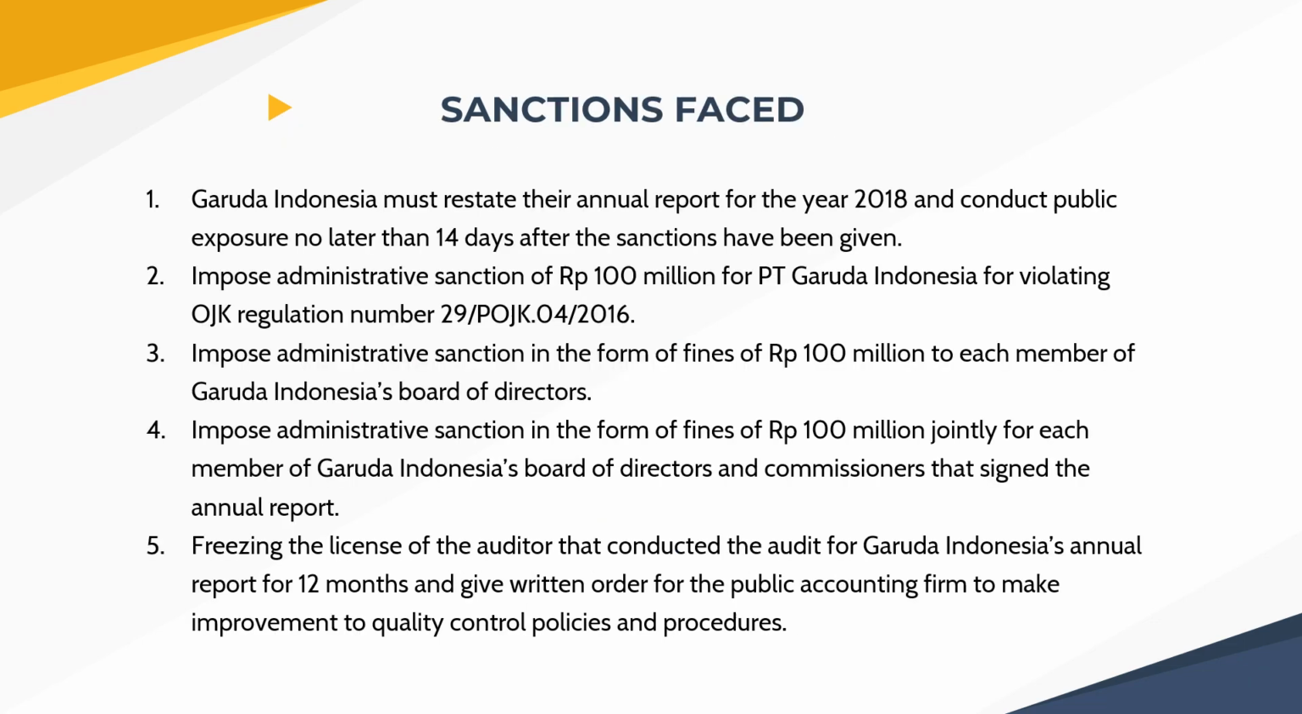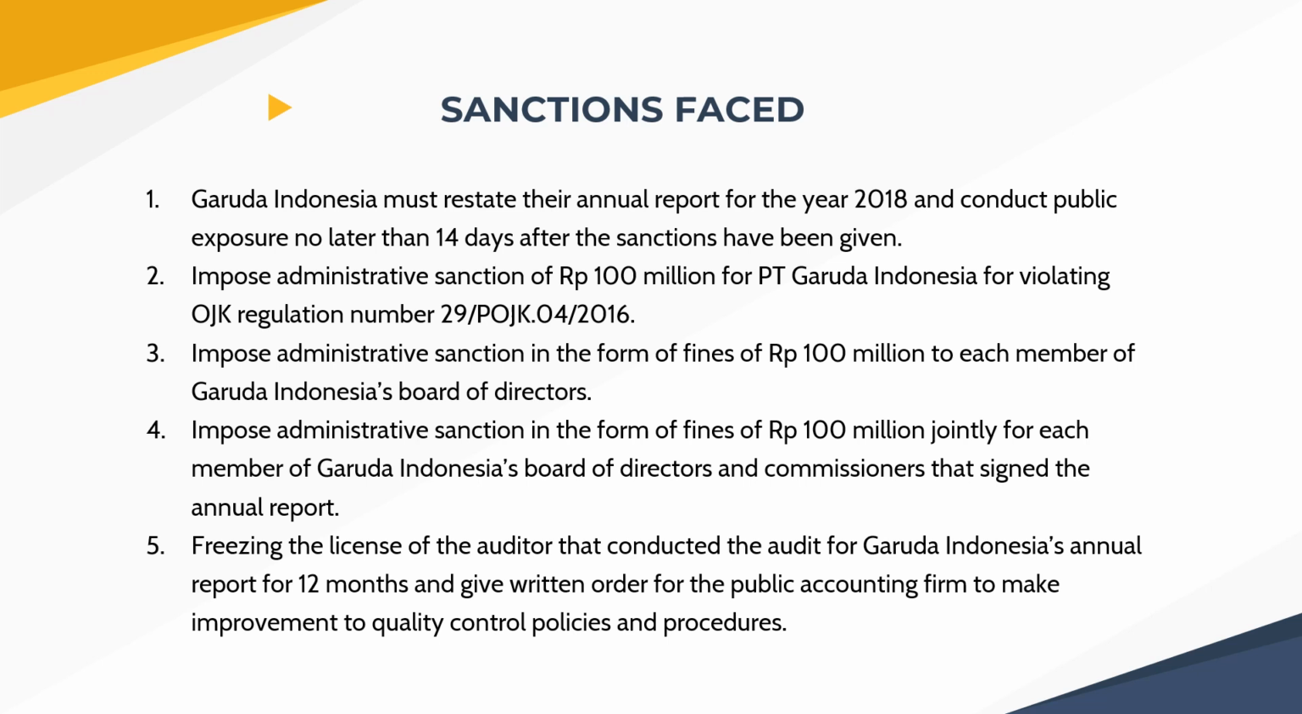The sanctions faced by Garuda Indonesia are, first, they must restate their annual report for the year 2018 and conduct a public exposure no later than 14 days after the sanctions have been given. Second, an administrative sanction of 100 million rupiah for PT Garuda Indonesia for violating OJK Regulation Number 29 POJK for year 2016. Third, an administrative sanction in the form of fines of 100 million rupiah for each member of Garuda Indonesia's board of directors.